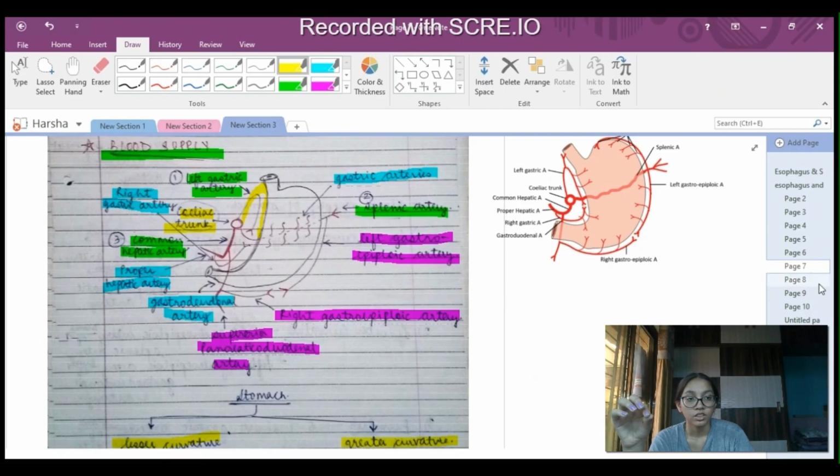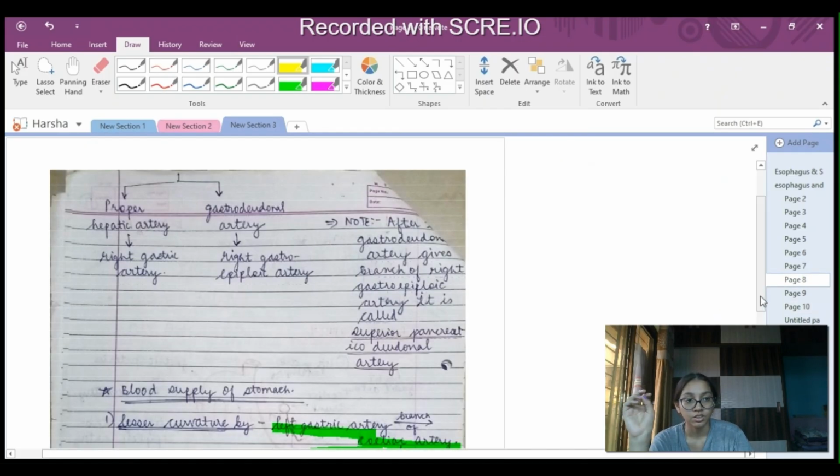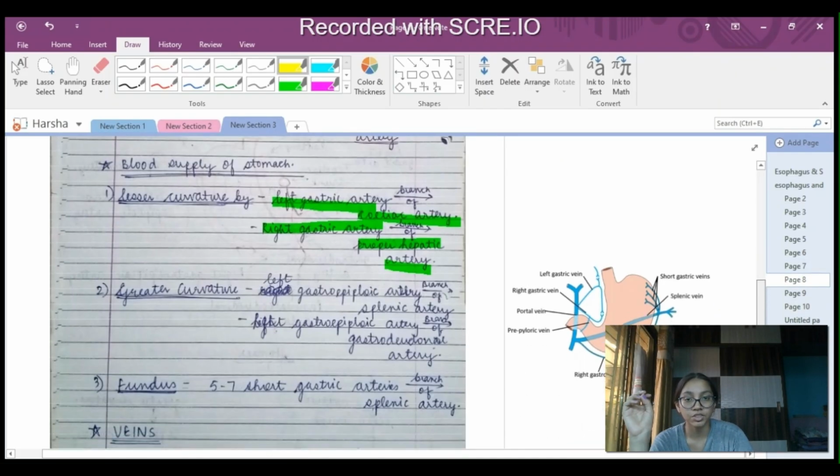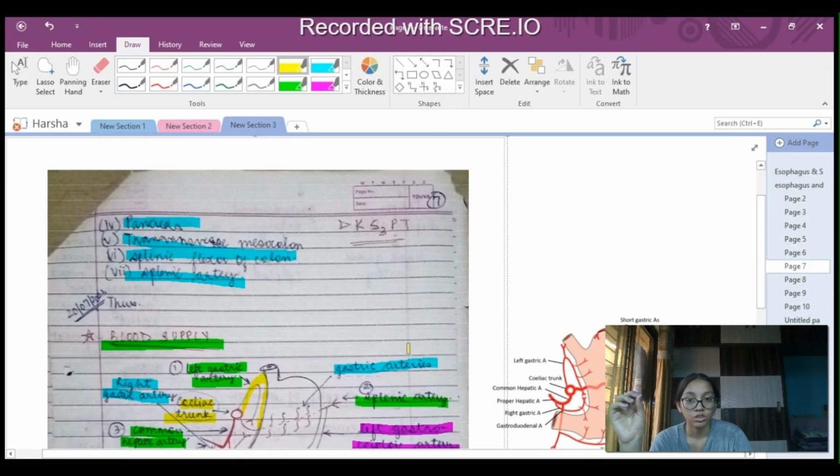Clear? Then the greater curvature. The greater curvature of the stomach is supplied by the left gastroepiploic artery, which is a branch of the splenic artery, while the right gastroepiploic artery is a branch of the gastroduodenal artery. Look over here.